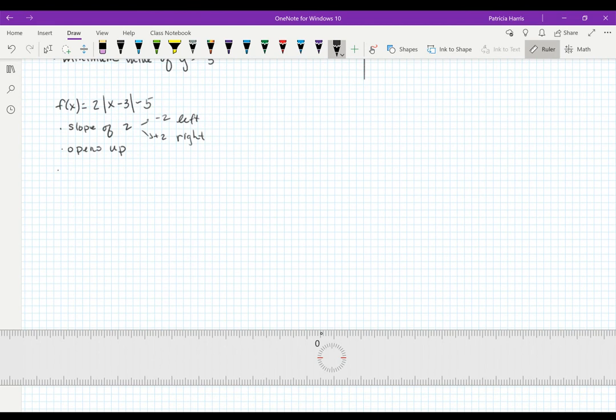You might also tell me that my vertex moves right 3, down 5, and will be located at the point (3, -5). You'll tell me it has a minimum at y equals -5. You'll tell me it has an axis of symmetry at x equals 3. Okay, let's graph.